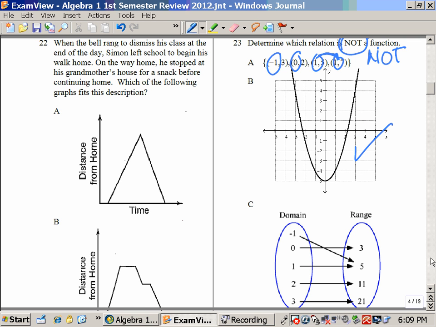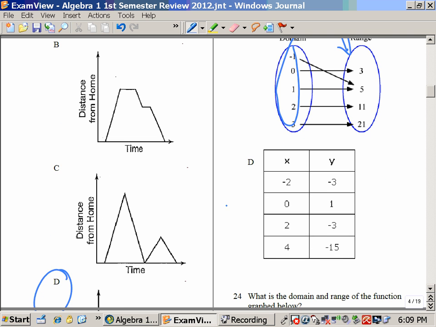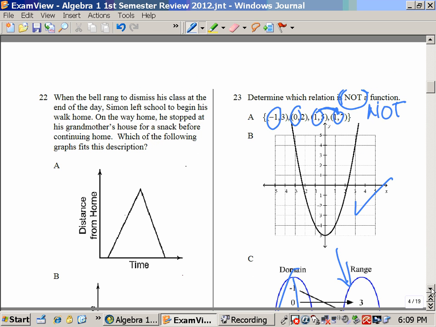B passes the vertical line test, it's a function. C, the x's are all different. Now I see that some of the y's repeat, but that's okay. And D, the x's are all different. A would be the answer to 23.